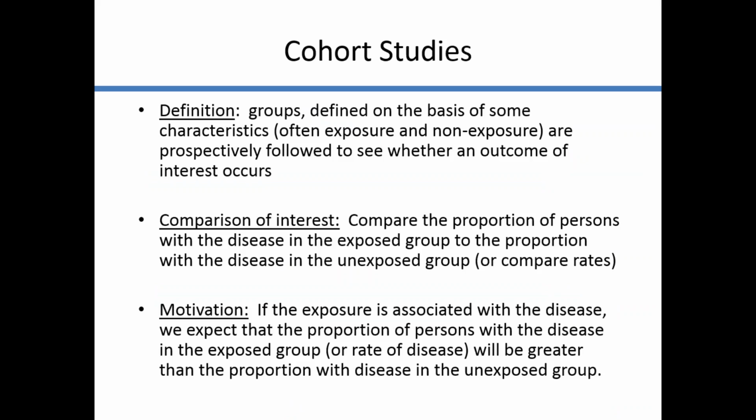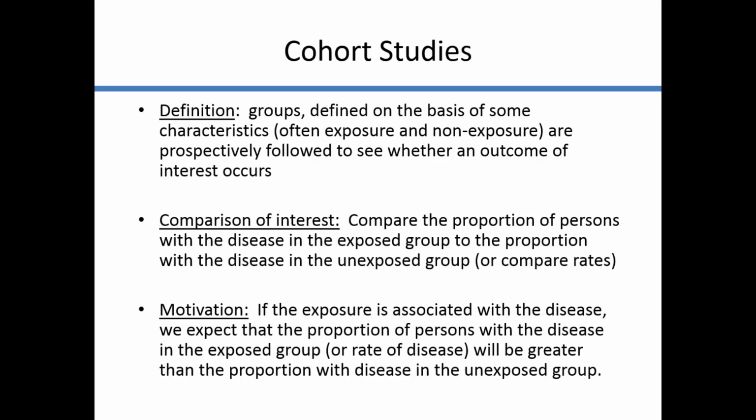So cohort studies. Groups defined on the basis of some characteristic. Just a second ago, we had smokers and non-smokers, exposed and non-exposed, are prospectively followed to see whether an outcome of interest occurs. Forward directionality. We have a comparison. We compare the proportion of persons with the disease in the exposed group to the proportion with the disease in the unexposed group. That's what we did. We could have just as easily calculated rates, but we calculated risks and we came up with a risk ratio. That's exactly what we did.